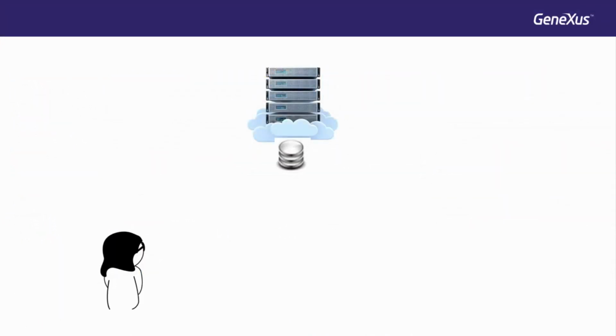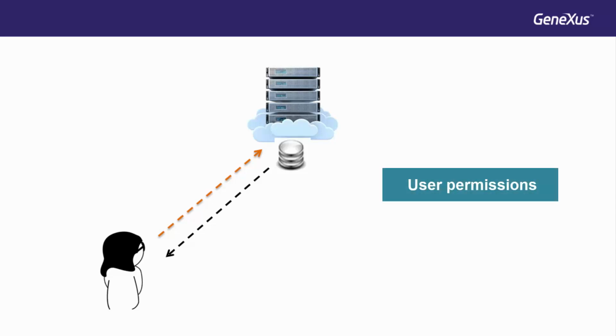When the logged-in user tries to execute an action over a specific KB, GeneXus Server verifies if the user has the corresponding permissions. To do this, it first checks the user's specific permissions. If the user doesn't have these corresponding permissions, it checks the permissions assigned to the group to which the user belongs.